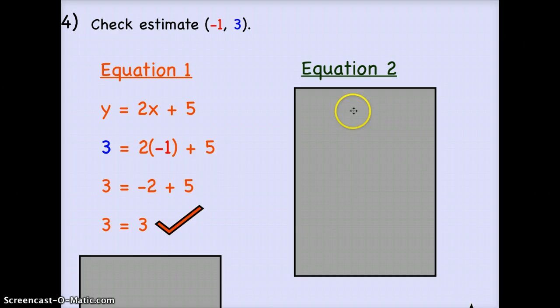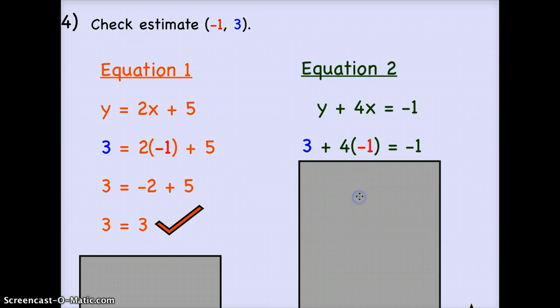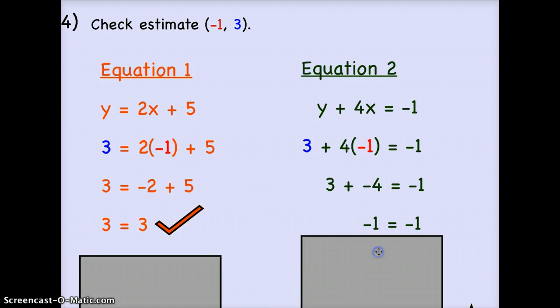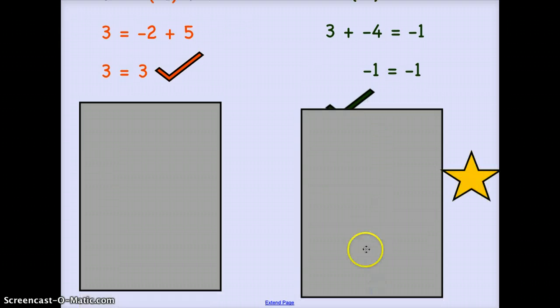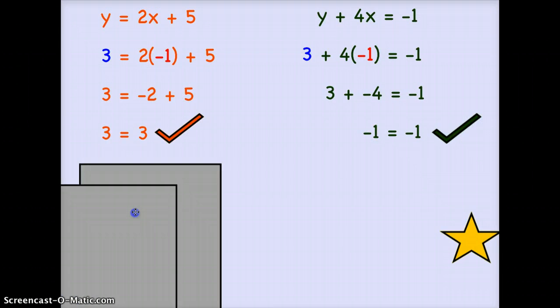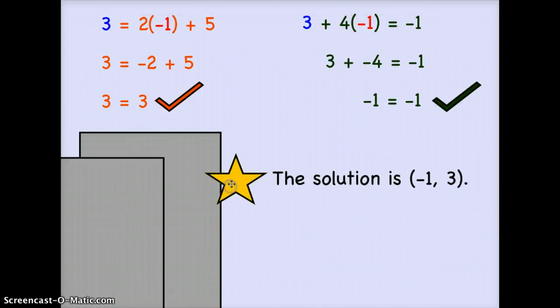Let's check equation number 2. y plus 4x equals -1. We substitute 3 in for y, -1 for x. So we have 3 plus -4 equals -1, and 3 plus -4 does equal -1. So check, that works as well. So we can conclude that the solution to the system of linear equations is the point -1, 3. So that completes example number 1.